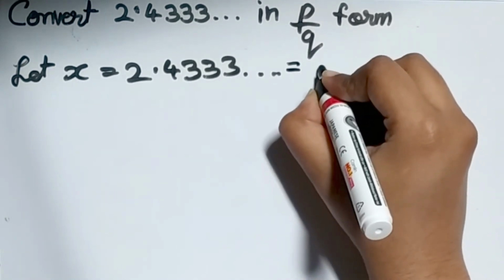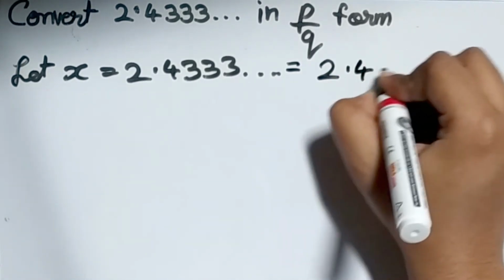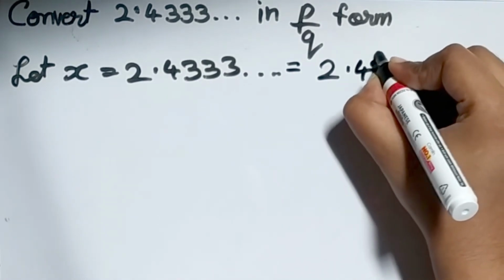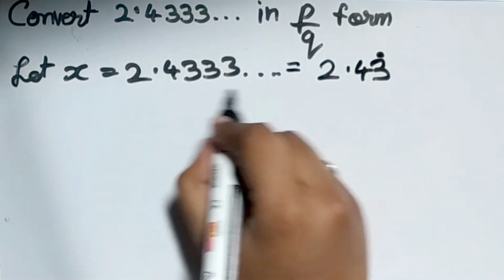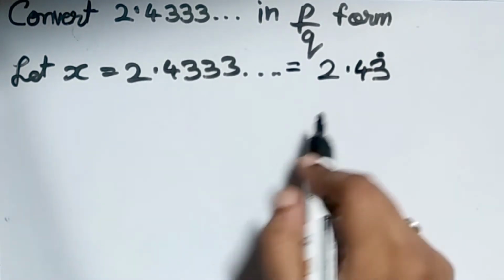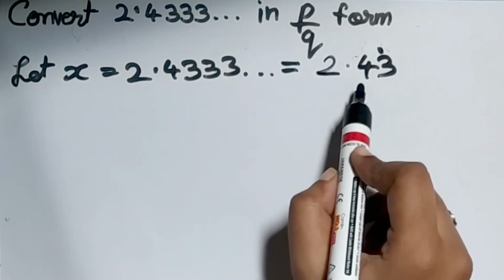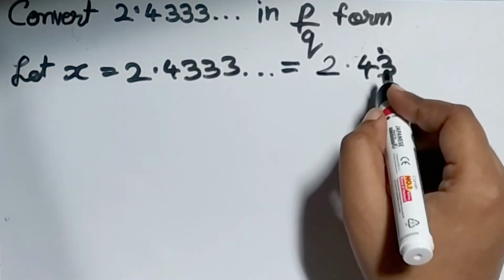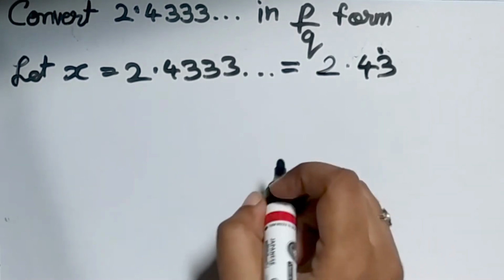So 2.43, and on top of 3 we will put a dot, because only 3 is repeating, 4 is not repeating. 4 is coming only one time after the decimal point and only 3 is repeating. So we will put the dot only on top of 3.